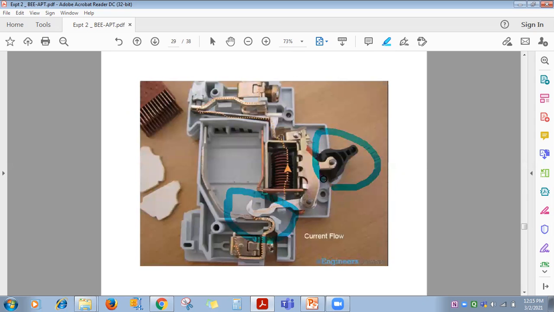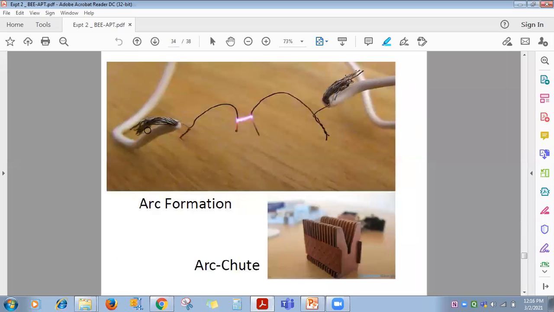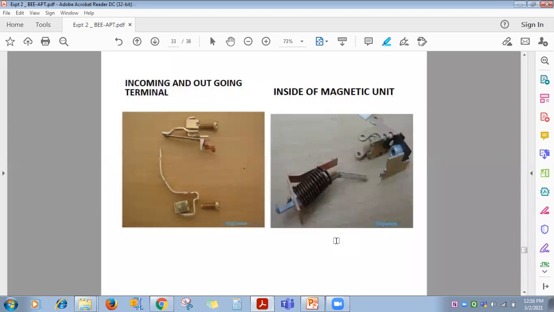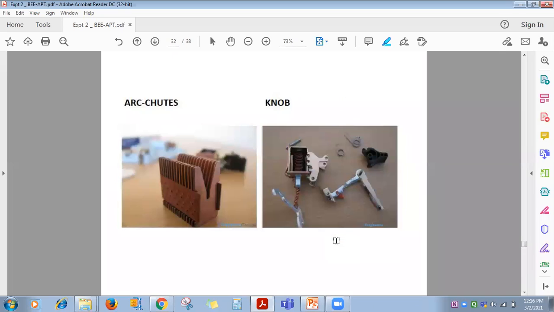So whenever you make this switch on and off continuously, these contacts touch each other and move away from each other. When two current carrying contacts touch each other or move away from each other, there is a possibility that an arc will be there. An arc, like this, forms between two current carrying wires if they are touching each other. To extinguish this arc, arc chutes are used. These are made of copper. Like this you can find them. See here, arc chutes.